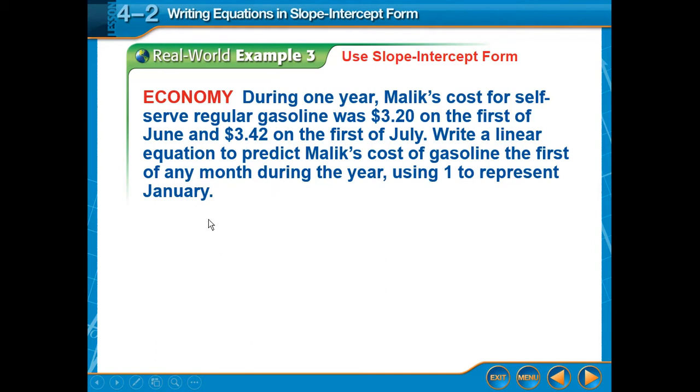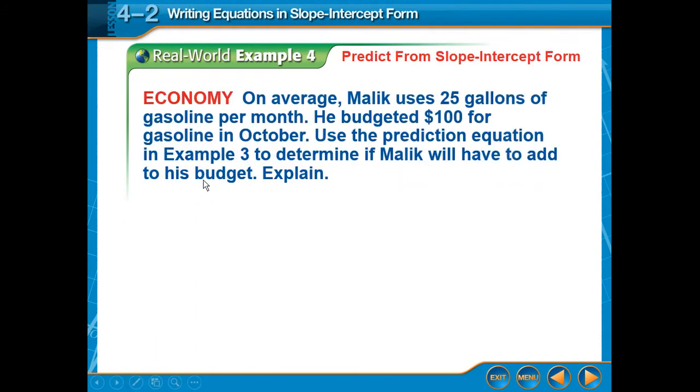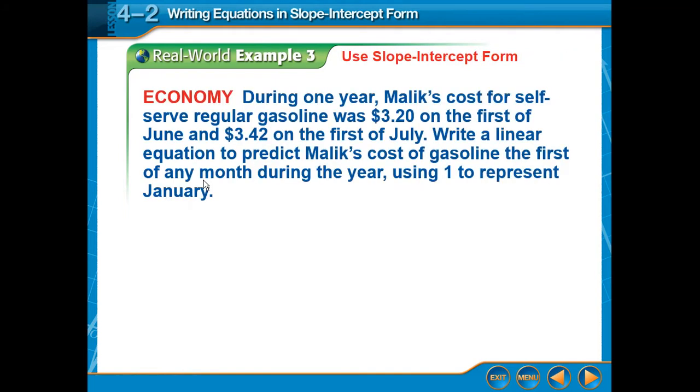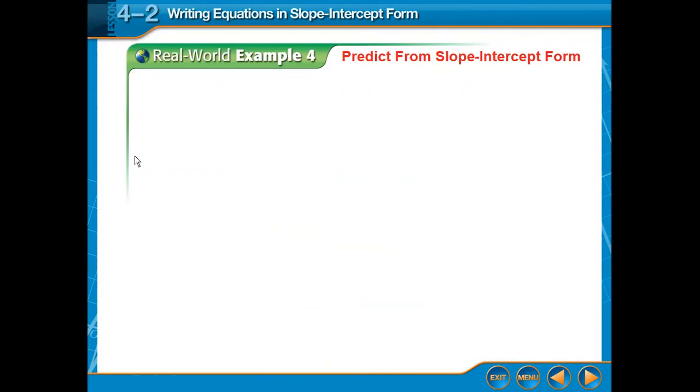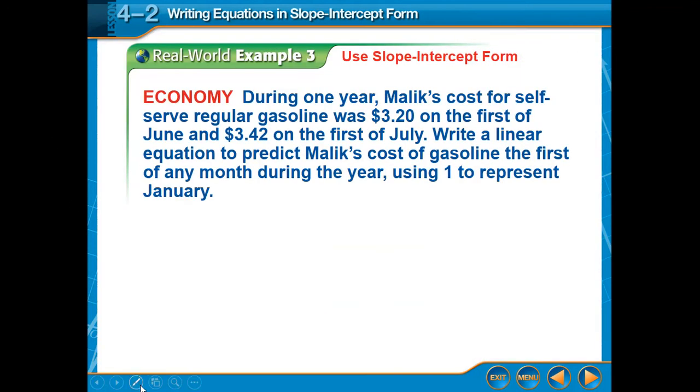Okay, so we still want to do the same things. We want to do the slope. Okay, so first thing, what's going on? Okay, we still want to find the slope. So if you remember, slope is the same thing as rate of change. Okay, so we want to know how much it's going up per month.